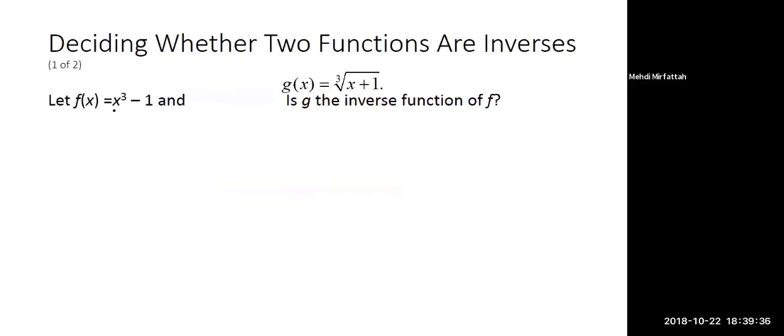So let f of x equal x cubed minus 1 and g of x equal the cube root of x plus 1. Now the question is, is g the inverse of f? How are we going to find that? By finding the composition of those. Those of you watching this later at home, now is a good time to pause the session to see if you can come up with the same answer that we are having now.